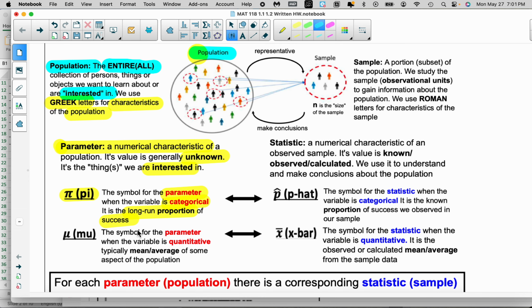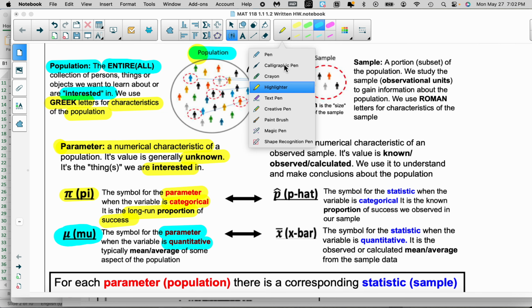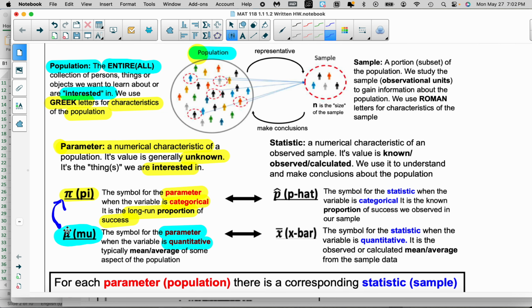When we're talking about a characteristic that is quantitative data, we call that mu. And the symbol for mu is just that little m, and mu is the Greek letter for m. Pi is the Greek letter for p. So these are both Greek letters. Whenever you see a Greek letter, you know that we're talking about some characteristic of the population. Population starts with P, parameter starts with P. Okay, that's one way to remember that.